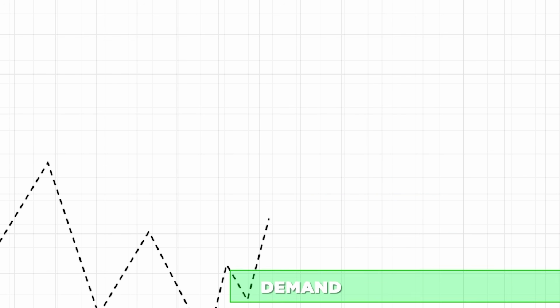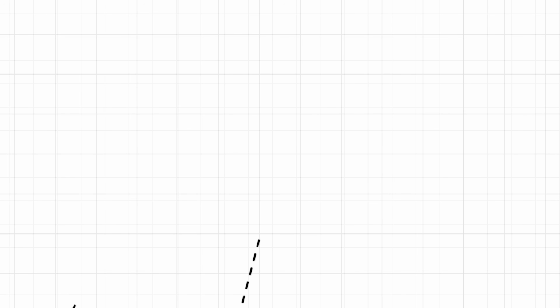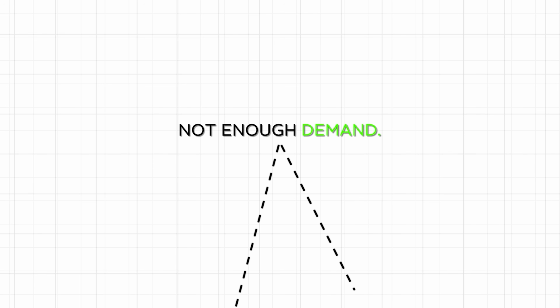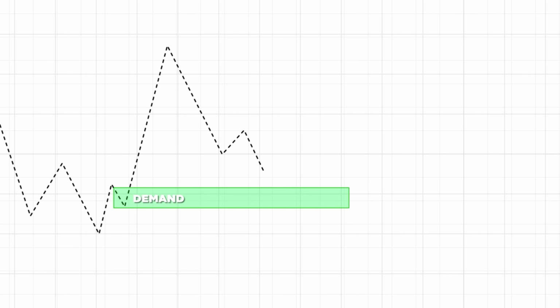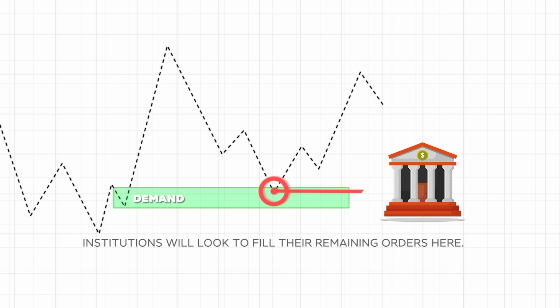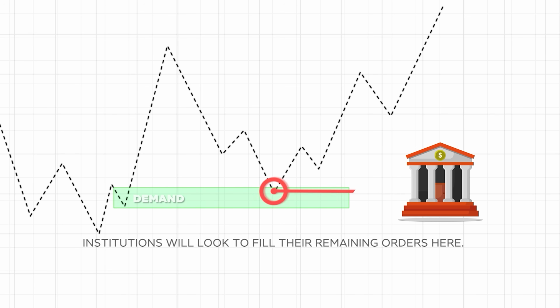In the moment, it always feels like rallies will never end. So why should the market return to this zone instead of just continuing straight up like it feels? Well, very often there won't be enough demand or buying interest to keep pushing prices higher, because big players need big liquidity to get in. So they're gonna need to see price revisit a few times to fully enter their position.